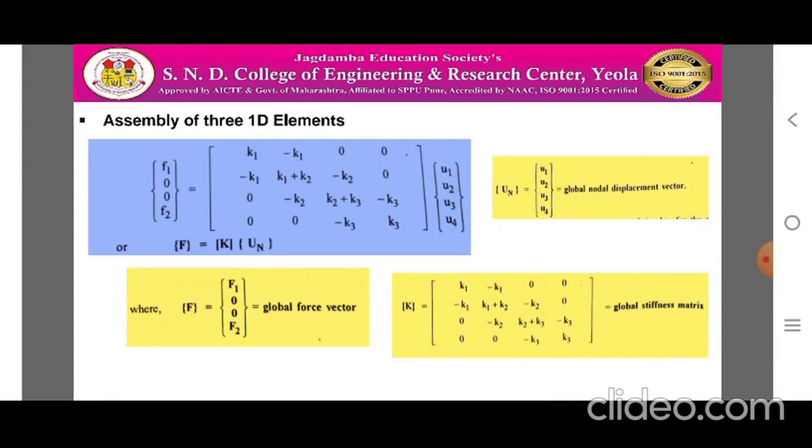Now assembling all these matrices, we will get F1, 0, 0, F2 equal to the matrix K1, minus K1, 0, 0; minus K1, K1 plus K2, minus K2, 0; 0, minus K2, K2 plus K3, minus K3; 0, 0, minus K3, K3, into the displacement matrix. Or we can write global load vector equal to stiffness matrix into global nodal displacement vector, where F equal to F1, 0, 0, F2 is the global force vector, Un equal to u1, u2, u3, u4 is known as the global nodal displacement vector, and K is the matrix above. It is also known as the global stiffness matrix.